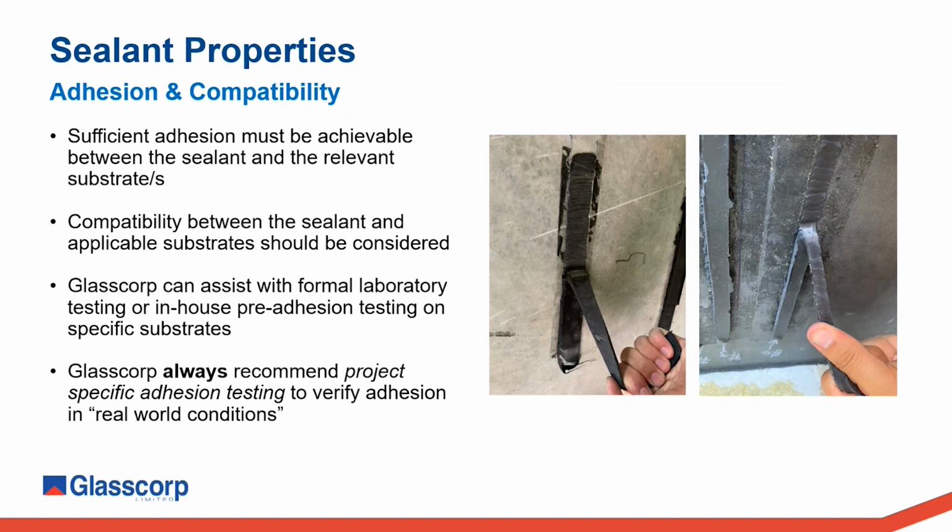Finally, and very importantly, the last point I'll make on this slide is that we always recommend that for every project, site-specific adhesion testing is carried out to verify that good adhesion can be achieved between the sealant and the substrate in real-world conditions. So this is the case regardless if it's a substrate you've worked with in the past, regardless if it's a product that we have a formal lab report on. There will always be variation that can't be accounted for. This is a very simple QA test that can verify that a good adhesion can be achieved.